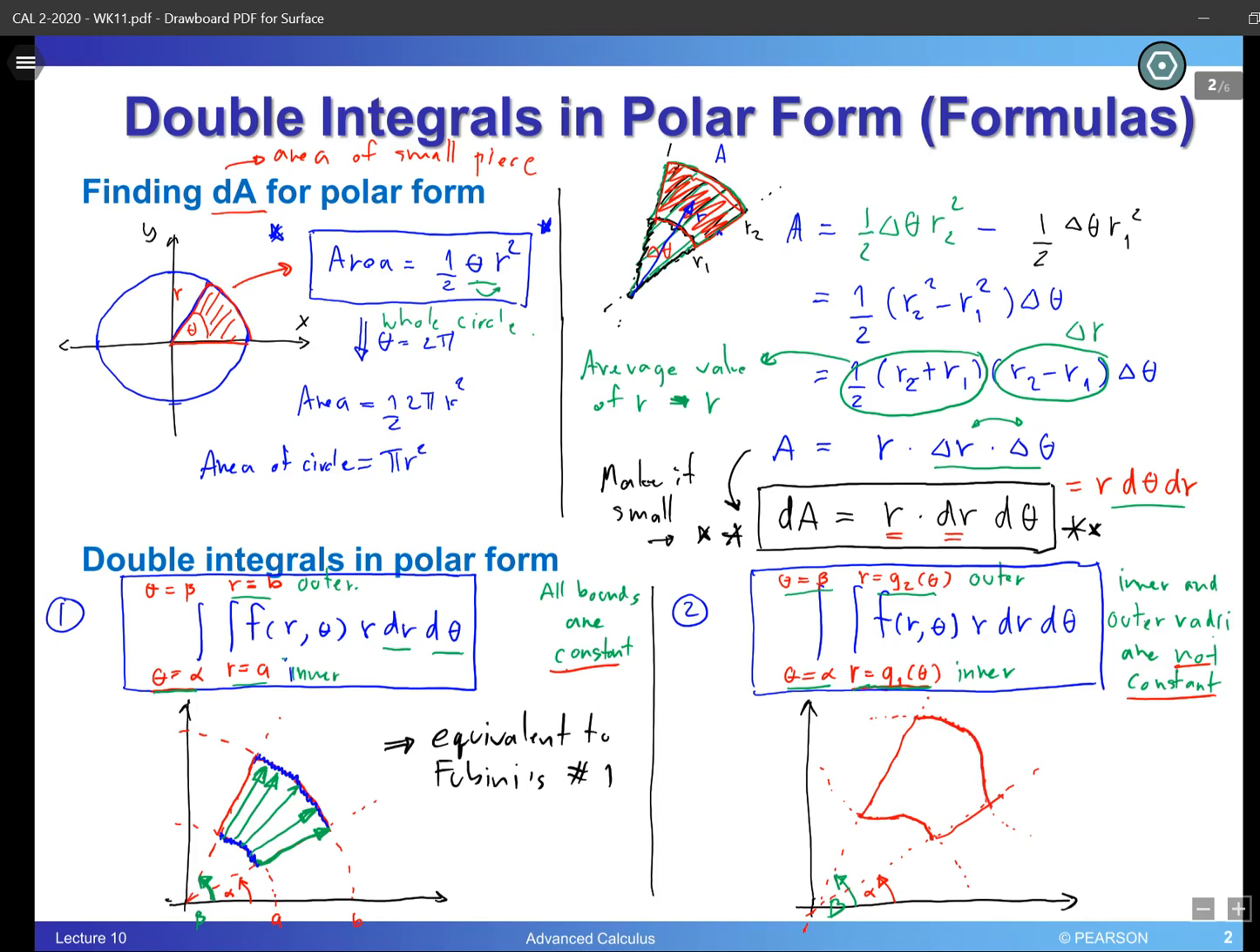All right, so you can make a note here that for this one, it is going to be circular, inner and outer curve. Circular means that r is constant. For this one, it's going to be non-circular, inner and outer curve.